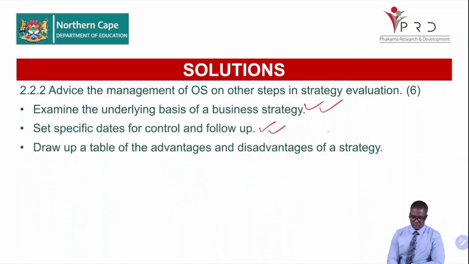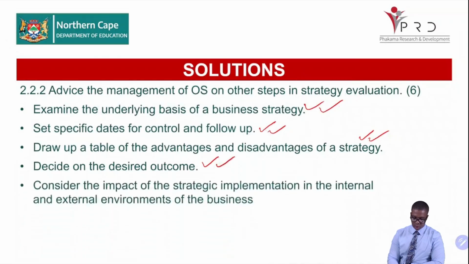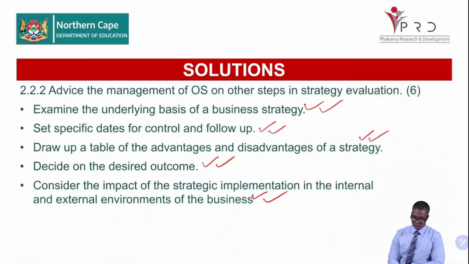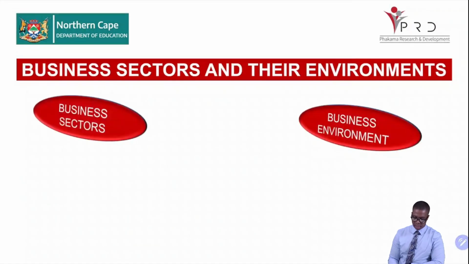Another one, draw up a table of advantages and disadvantages of a strategy. Then another one is decide on the desired outcome. Then another one is consider the impact of the strategic implementation on the internal and external environment of the business. That should be considered to be steps in strategy evaluation. Then, as we proceed, we look into business sectors and their environments.